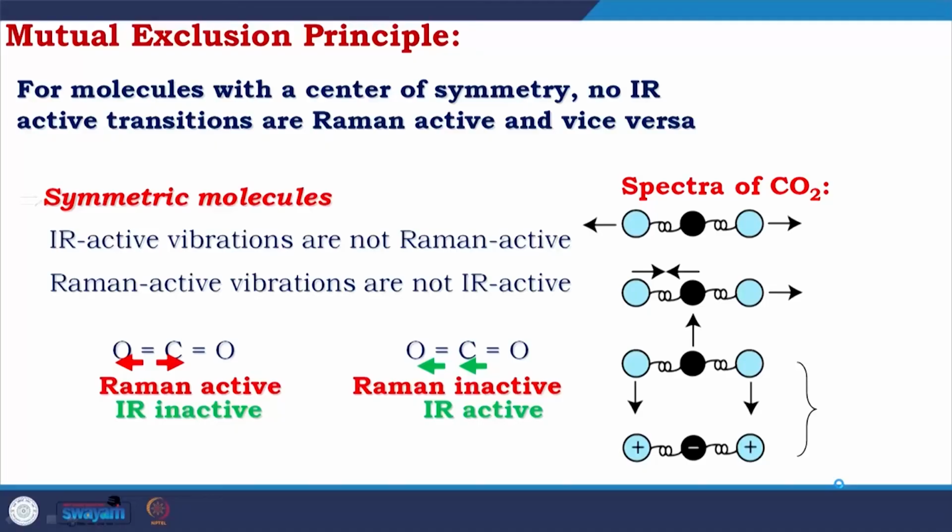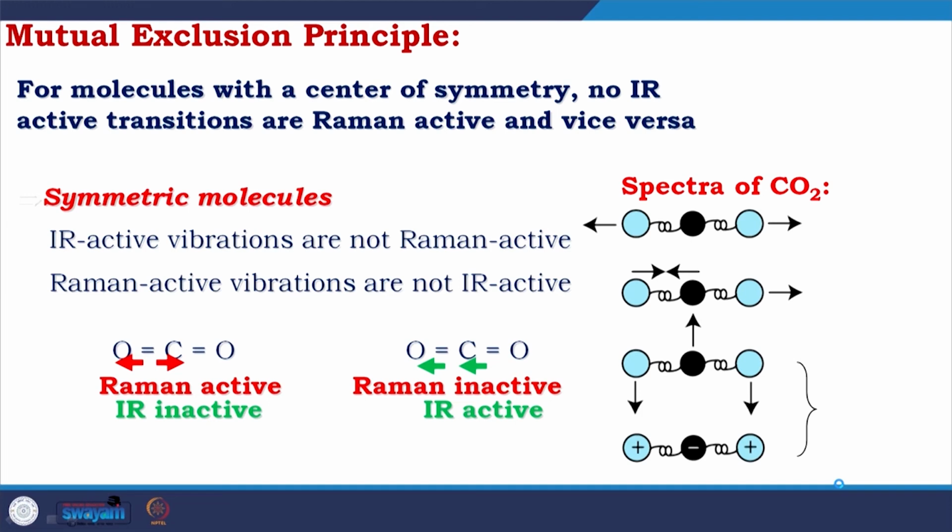That is where you get a very nice relation between the two techniques, which is the mutual exclusion principle. For molecules with a center of symmetry, no IR active transitions are Raman active and vice versa. What that means is that for a symmetric molecule, IR active vibrations are not Raman active, and Raman active vibrations are not IR active. So, we are taking the molecule carbon dioxide.